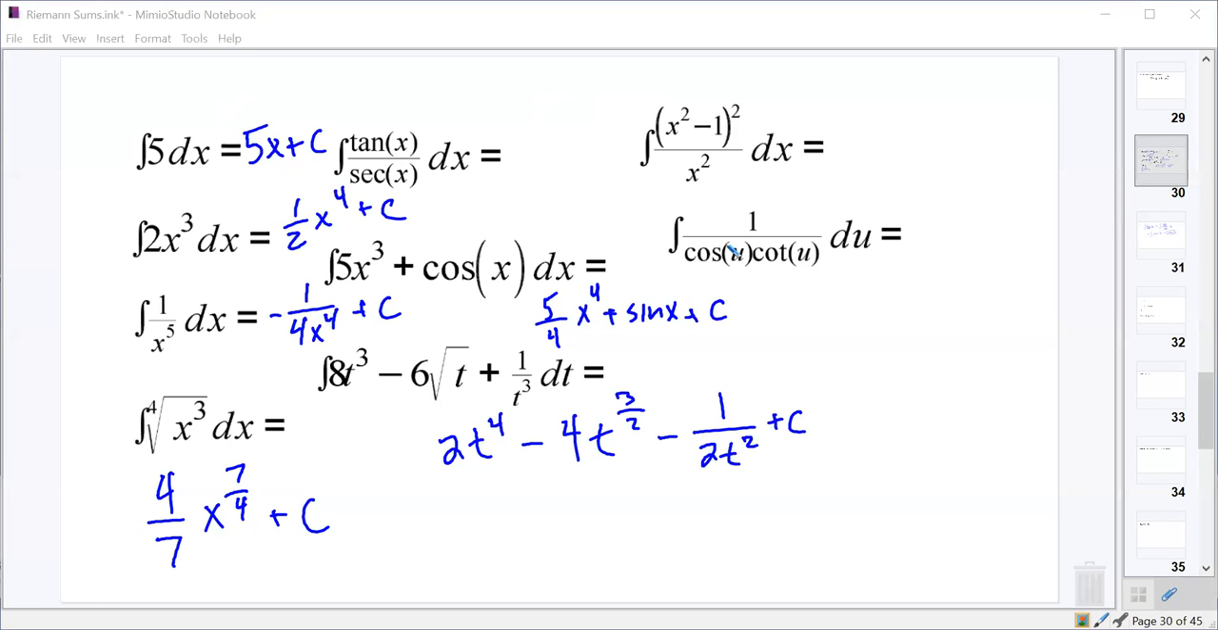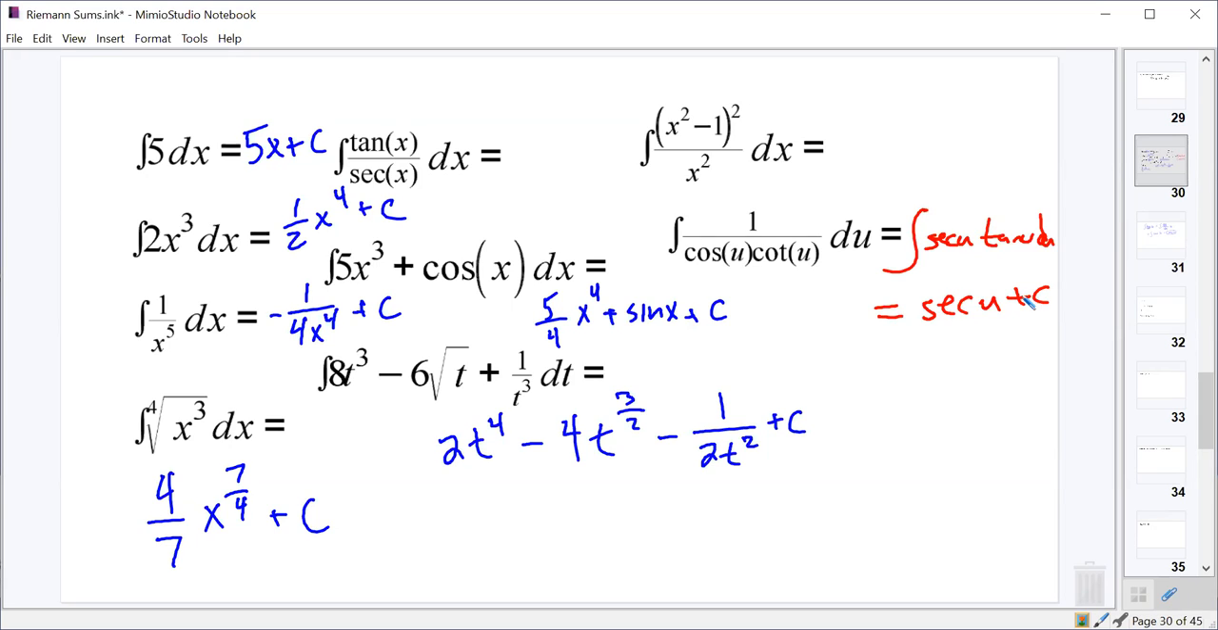What about the integral of 1 over cosine u cotangent u? We don't see an immediate, nice, easy integral with our trig functions. We should try to rewrite them. So what is this the same as? This is the same as the integral of secant u tangent u du. And what's the integral of secant u tangent u du? Should be secant u plus a constant.